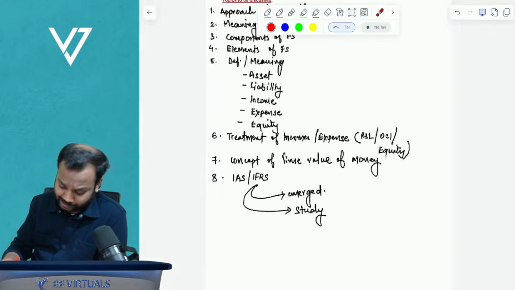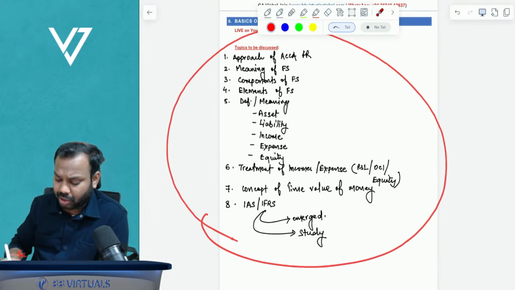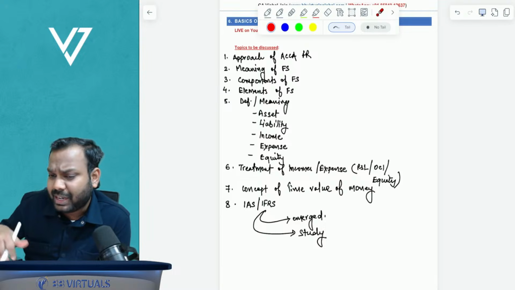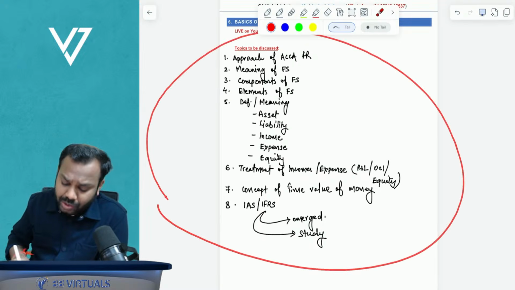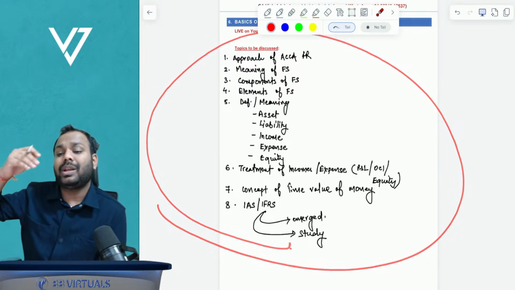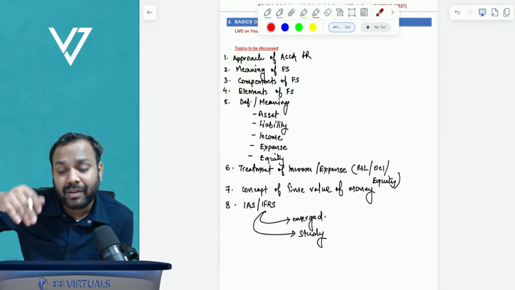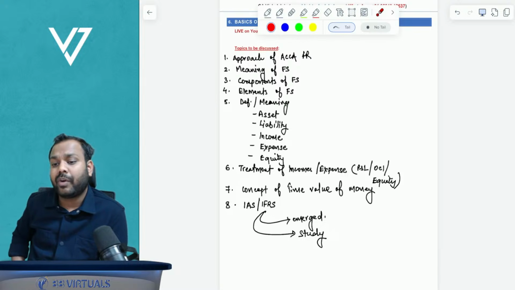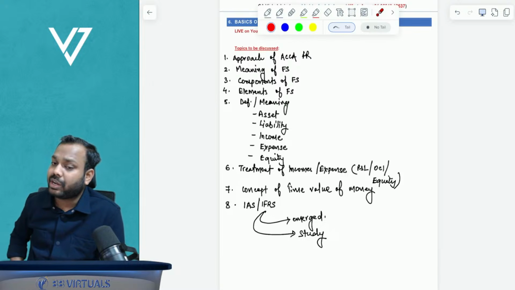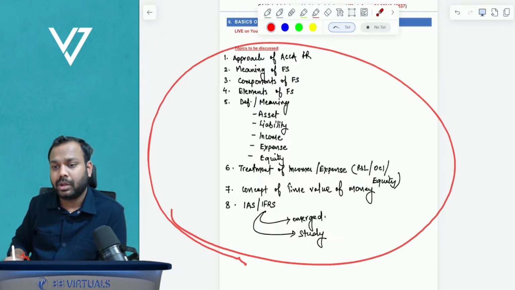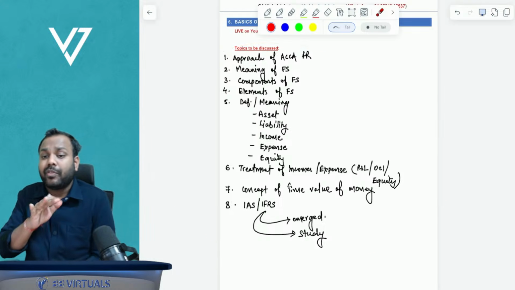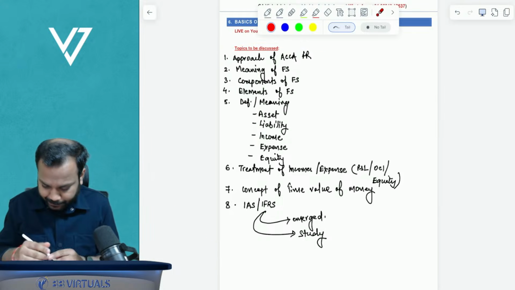See, these parts that I'm discussing in your basics class, will they be tested in your exam? No. But if you don't know these basics, you will struggle in each and every aspect of your FR preparation. But if you take control over these, then you will not struggle. Your base is clear.